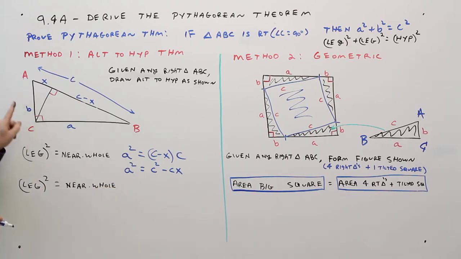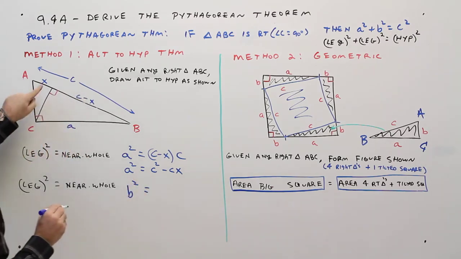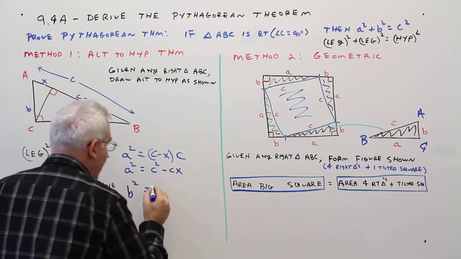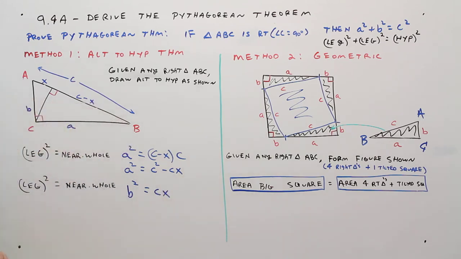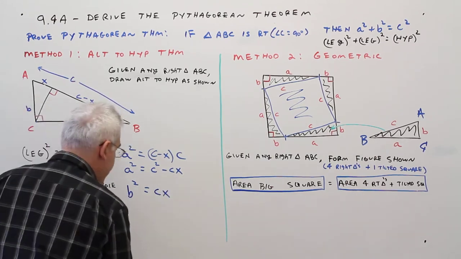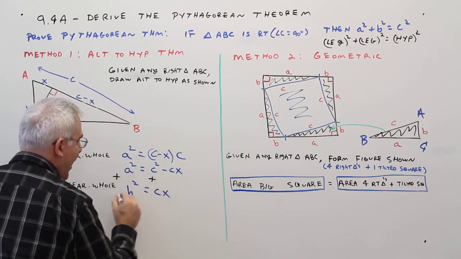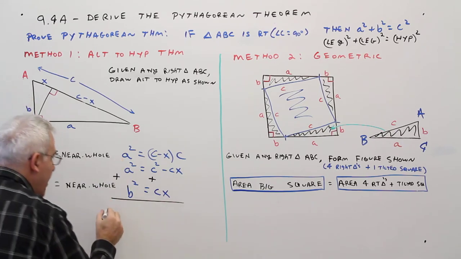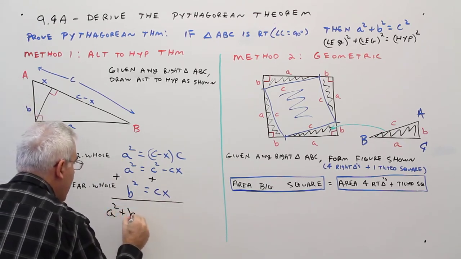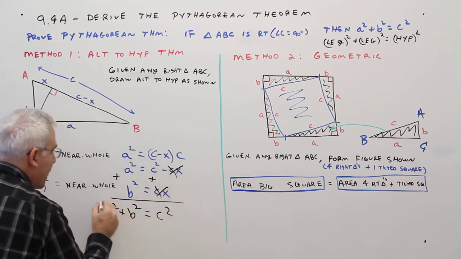Okay? Let's do it again over here. Leg squared equals near times whole. So b squared equals near x times c, or I'll call it c times x. Then all I'm going to do is add. I'm going to add the left sides, and I'm going to add the right sides. Let's see what we get. a squared plus b squared equals c squared.